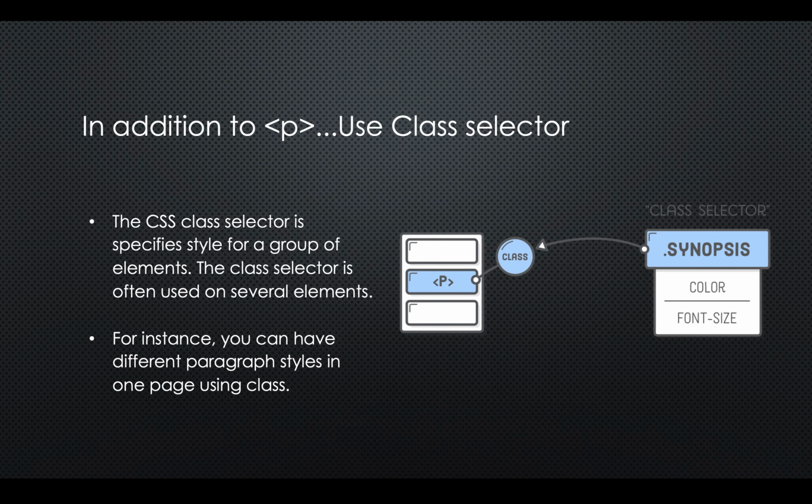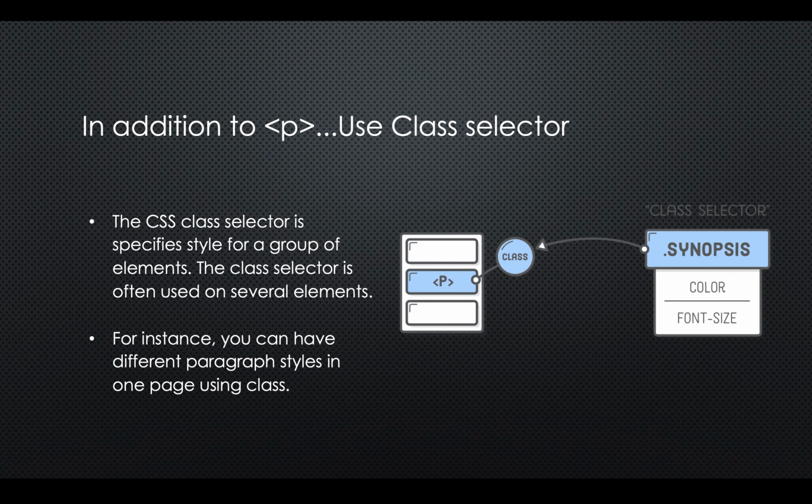In addition to what we are going to use, which is called a selector, we will have what we call a class selector. The CSS class selector is specifically a style for a group of elements. The class selector is often used on several elements.